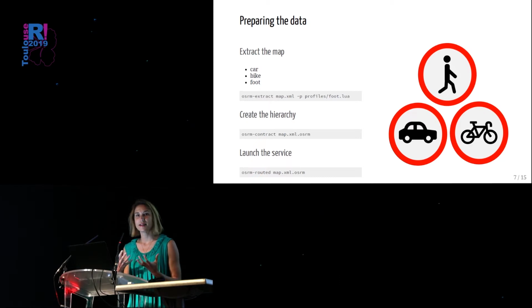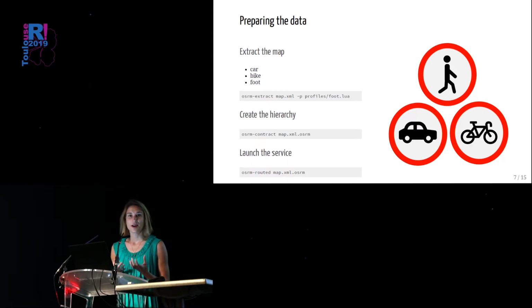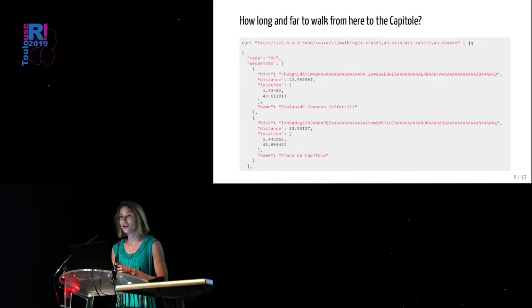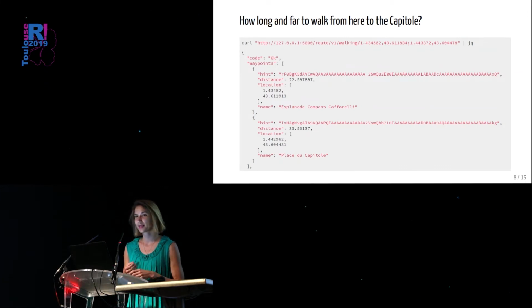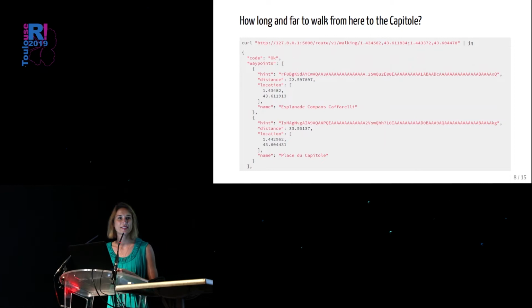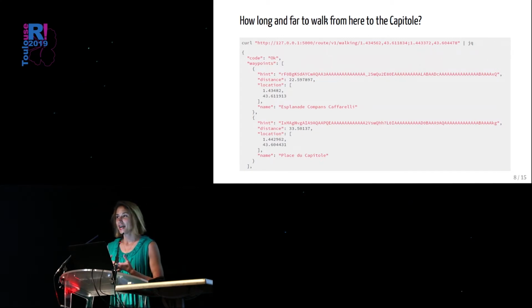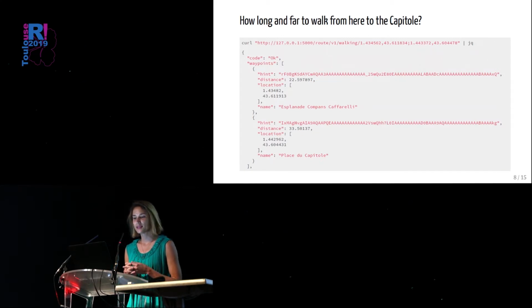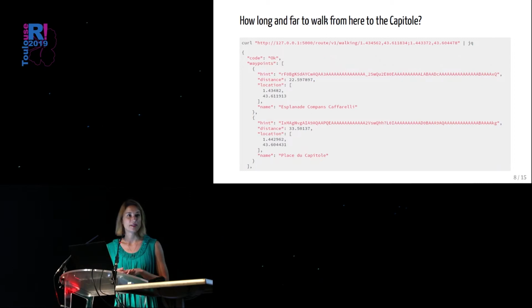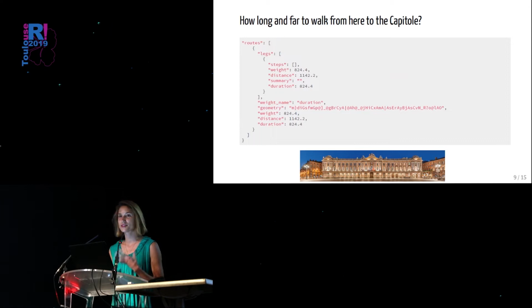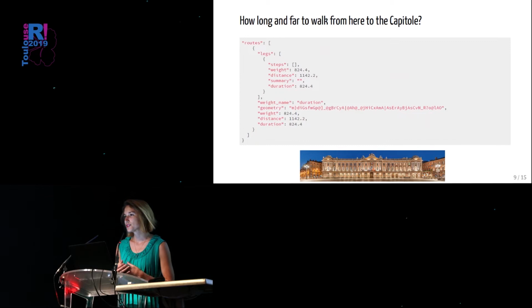So with the service running, let's test it out. And I wanted to ask the question, how far and how long to walk from here to the Capitole? This is a screenshot of my terminal, and you can see that I've got a curl request to ping the server. And I've specified the coordinates of our venue here today and the Capitole, and these are the results. And if we scroll down a bit, you can see that we get the results. The distance is in meters, so it's just over 1 kilometer, and it says that it'll take us about 800 seconds to walk there, which seems about right.